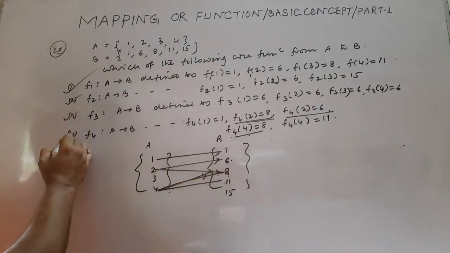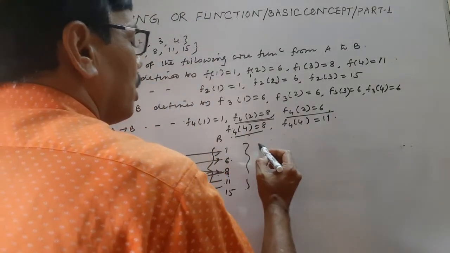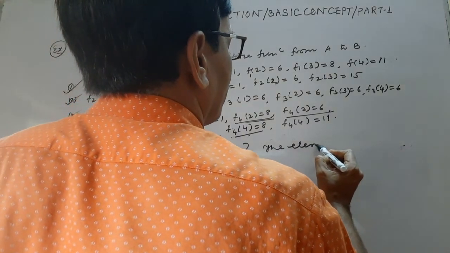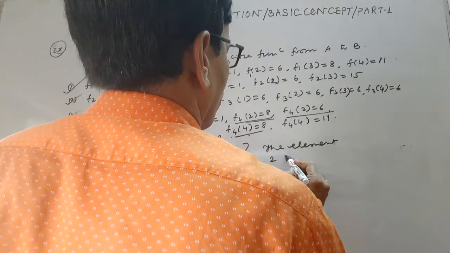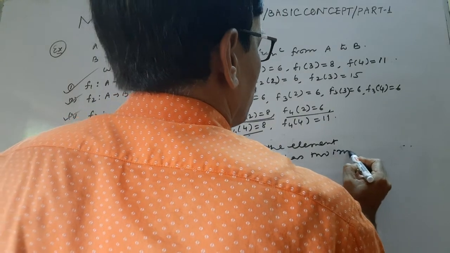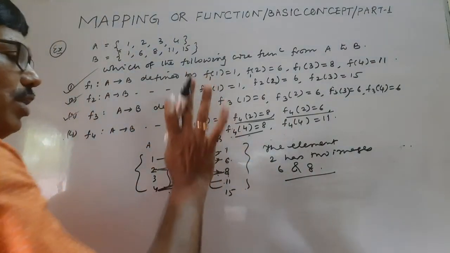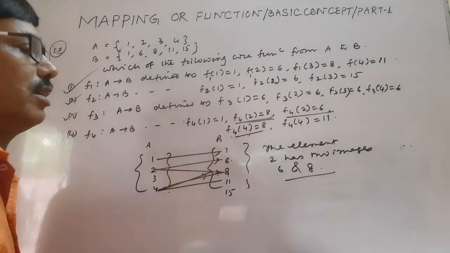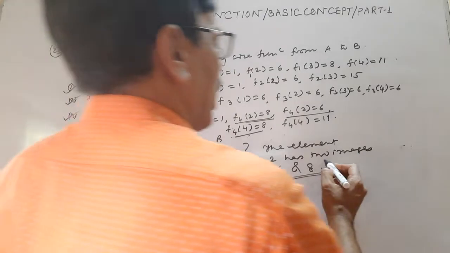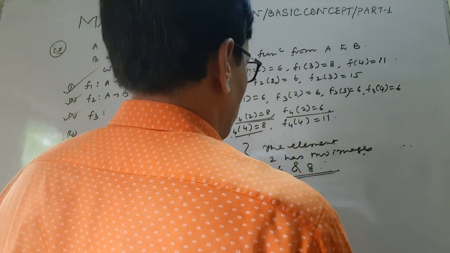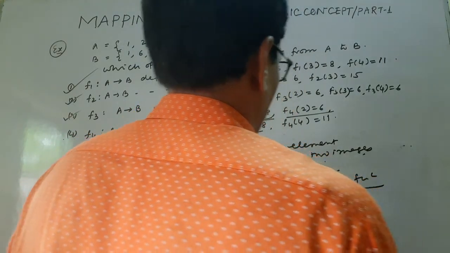So, as for the previous theory, look, the reason is the element 2 has two images, 6 and 8. So two images; only one is sufficient. The element 2 has two images, 6 and 8. Therefore, F4 is not a function or mapping.